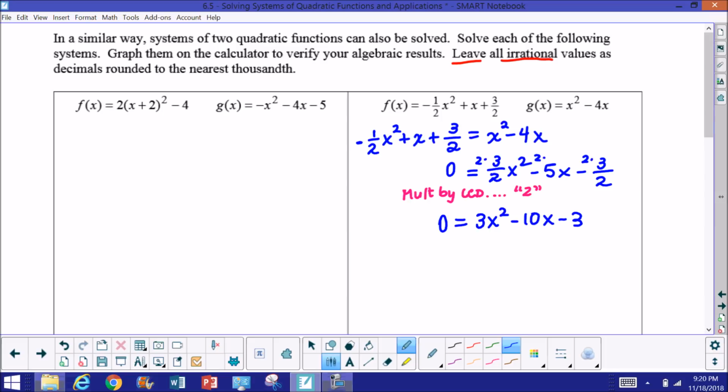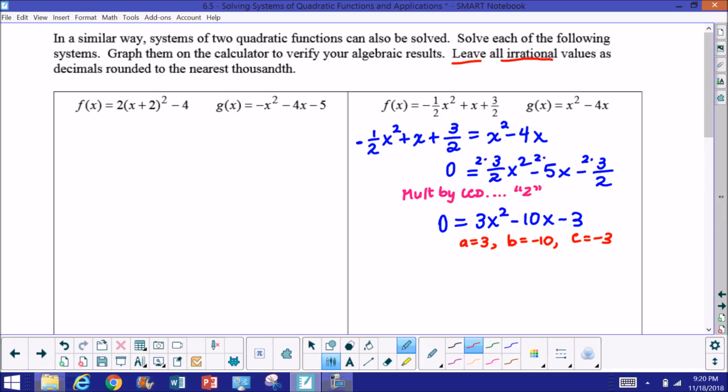Now, in this particular problem, I'm going to go ahead and tell you that this will not factor. You could take 15 or 20 seconds and play around with various combinations of 3's, but you're not going to be able to get that term in the middle of minus 10x. So I'm going to choose to use our wonderful friend, the quadratic formula. In this problem, my a is 3, my b is negative 10, and my c is negative 3.